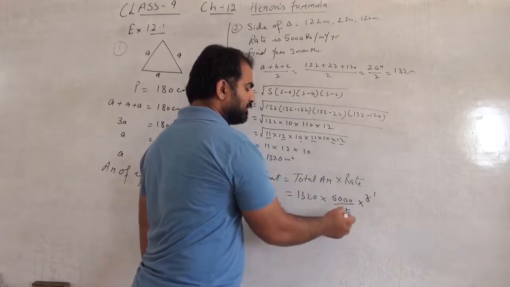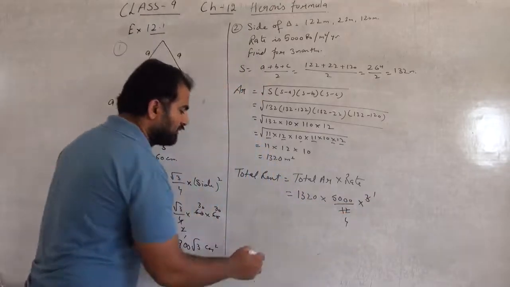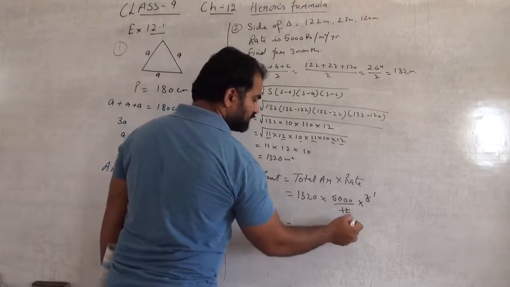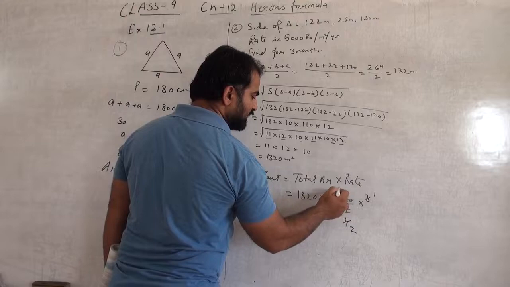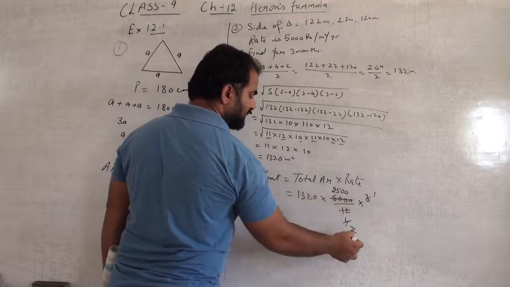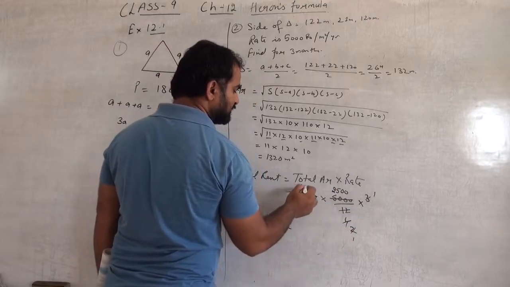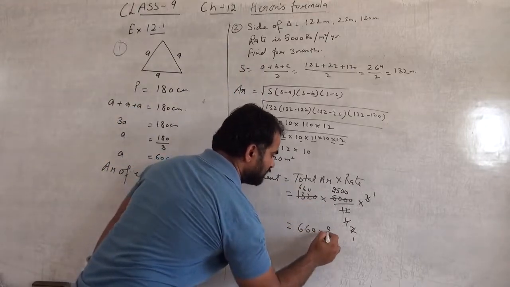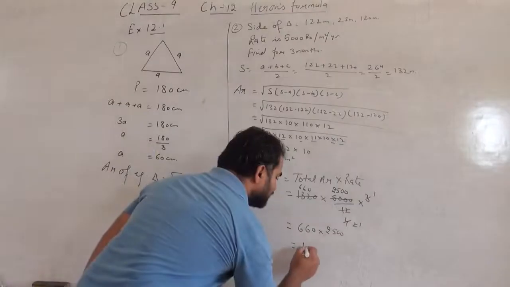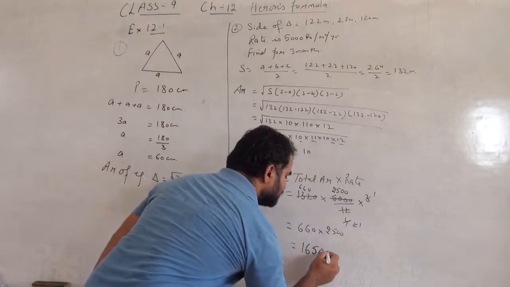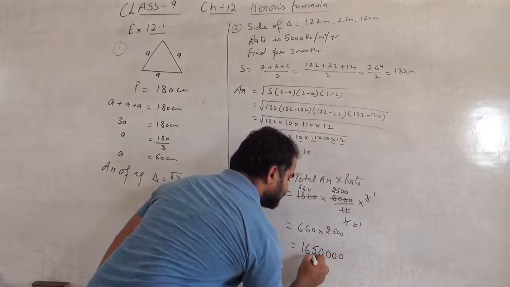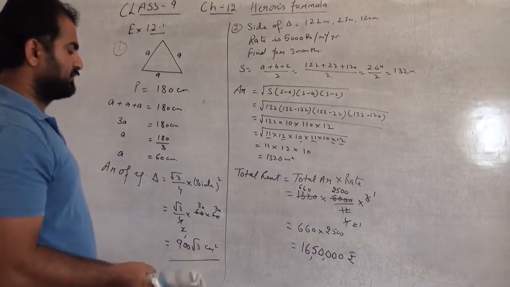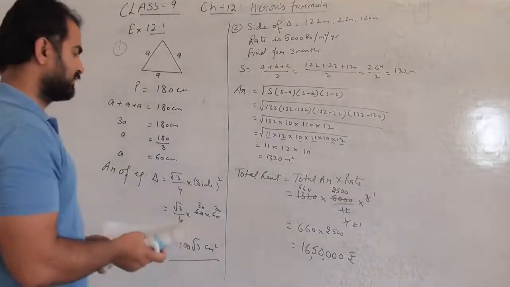So 3 ones are 3, 3 fours are 12. Okay. So 4 twos are, it will be 2, 5, 0, 0, and again 2 ones are 2, it will be 6, 6, 0, 6, 6, 0, multiply by 2, 5, 0, 0, 1, 6, 5, 0, 0, 0, 0. So 16 lakh 50,000 rupees. This is your final answer.